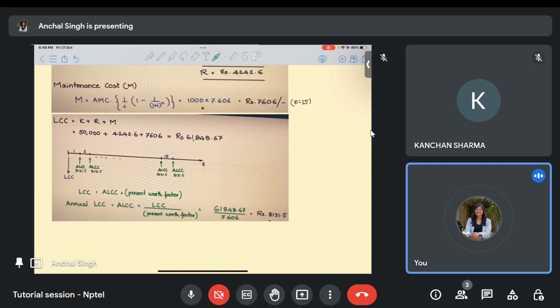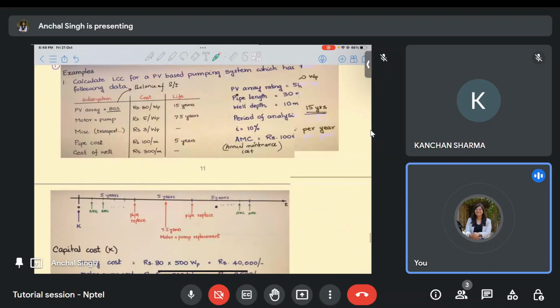That means I have two options. Either I pay 61,848 rupees right now for this complete system, or if I don't have this money right now, I can do it in installments by paying an amount of 8,000 every year. So I'll have to pay this amount of 8,000 for 15 years in order to make this PV-based pumping system.